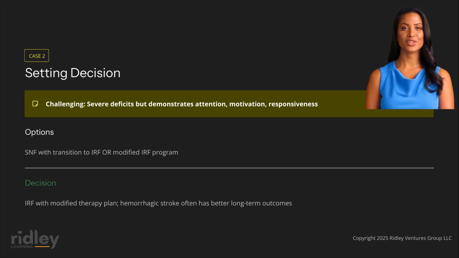The second is inpatient rehabilitation facility admission with a modified therapy program, emphasizing shorter, more frequent sessions, family training, and acceptance that he may not meet typical intensity standards initially, but can progress as medical stability and tolerance improve. Given his age, prior independence, and the importance of intensive early intervention, inpatient rehabilitation facility admission was pursued with documented rationale and a modified therapy plan.